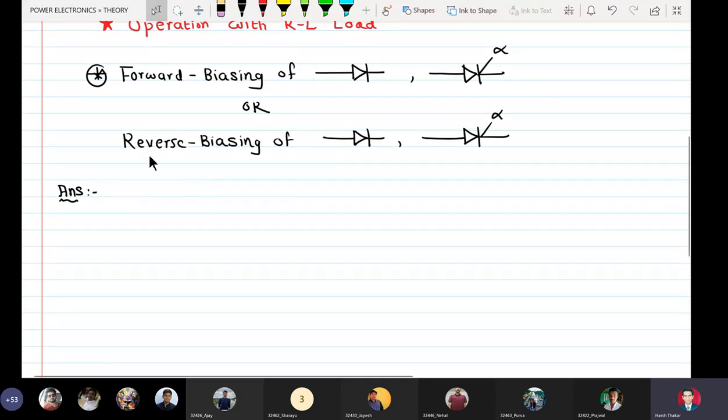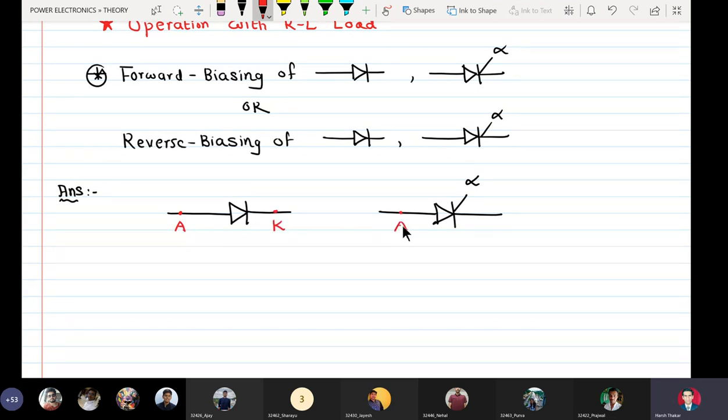So I can assist you in answering this. Let me first draw a diode, or also I can draw an SCR here. Anode, cathode, anode and cathode. So I have drawn the diode to the left and the SCR to the right. I want you to answer how can I forward bias both of these devices? Come on, answer. You are supposed to tell me how to forward bias the diode and SCR in this diagram.